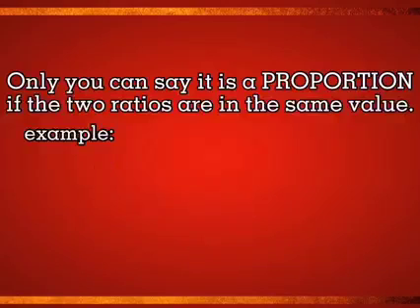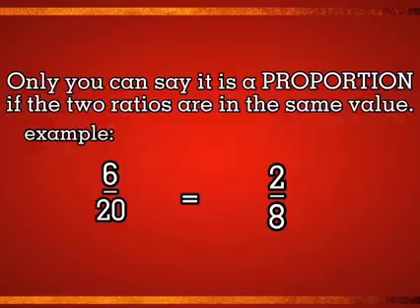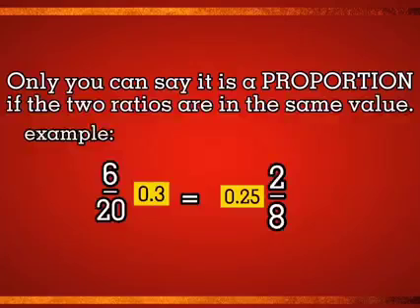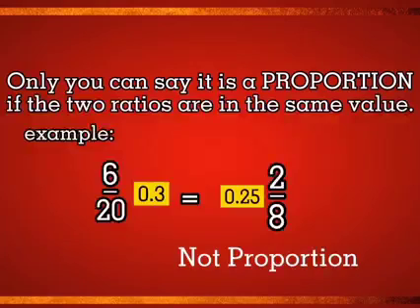Another example, 6 over 20 equals 2 over 8. Then, simply divide the numerator by the denominator. 6 divided by 20 equals 0.3 and 2 divided by 8 is 0.25. So, it is not a proportion because the values of the ratios are not equal.